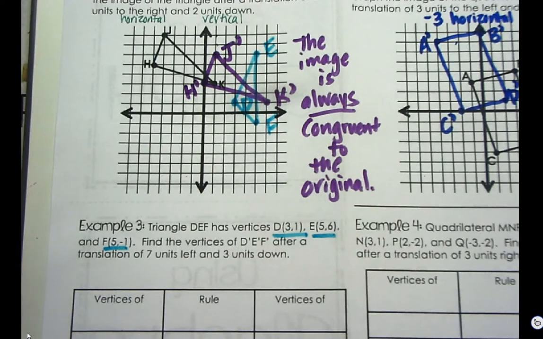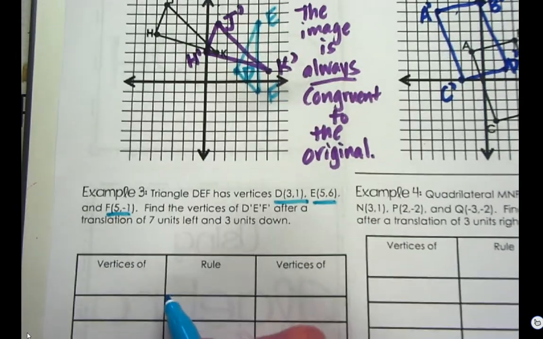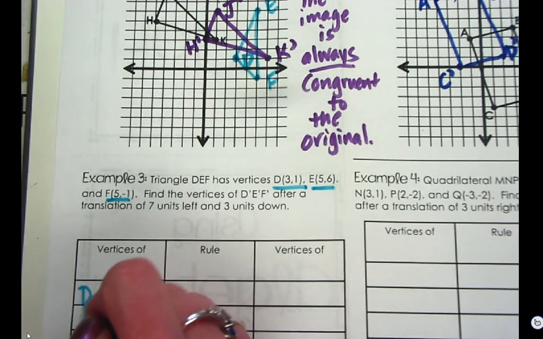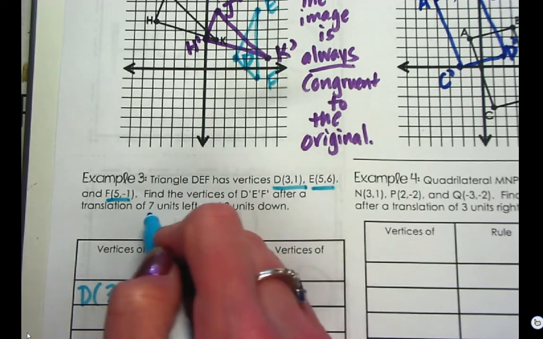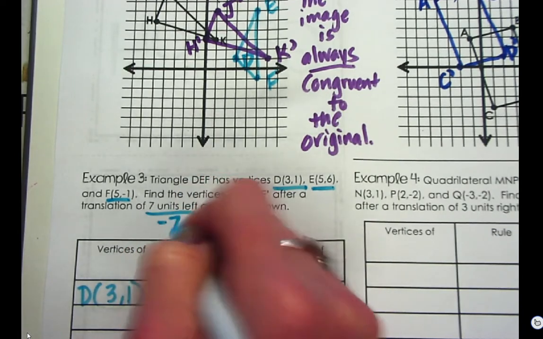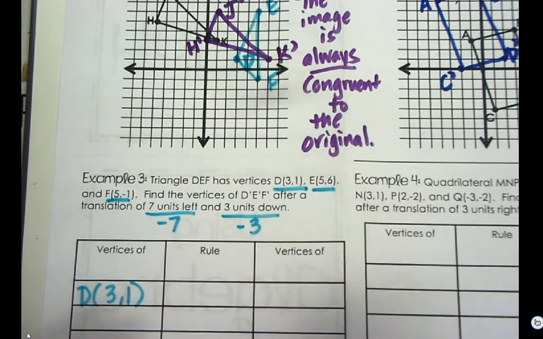And we're going to look at how we can use rules. We can just change our x and y values to come up with the new coordinates. So the vertex of D, our original D, is 3, 1. Okay? And so what we're going to do is go 7 to the left and 3 down. So we're going to change 7 to the left and 3 down.